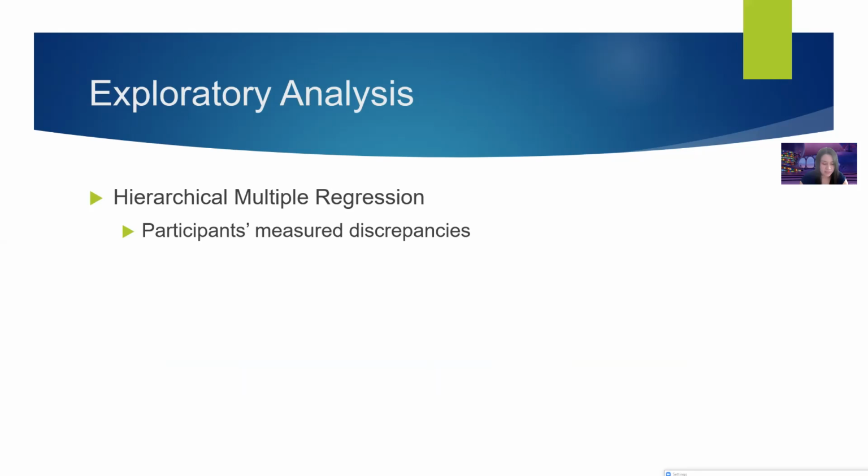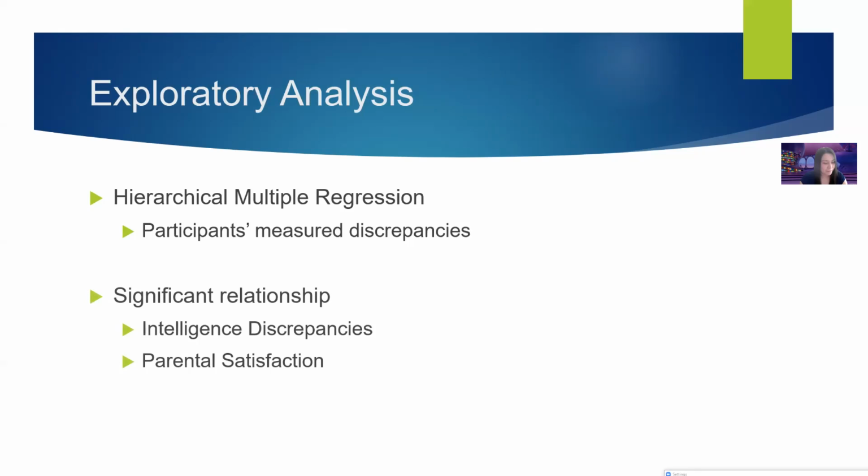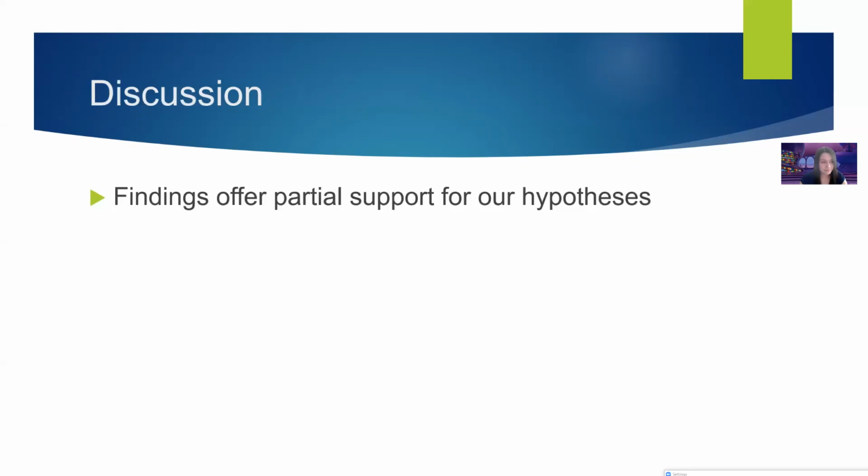Because we had no evidence that our manipulation affected parents' discrepancies, we conducted a hierarchical multiple regression using participants' measured discrepancies. And we found a significant relationship between intelligence discrepancies and parental satisfaction, such that as parents' discrepancies grew, they experienced less parental satisfaction.